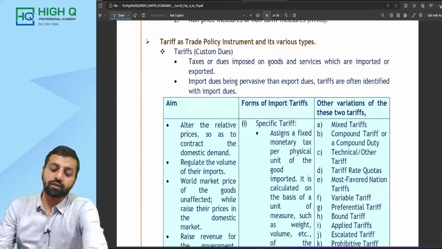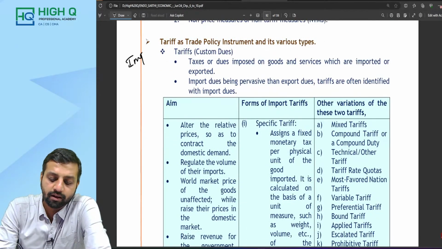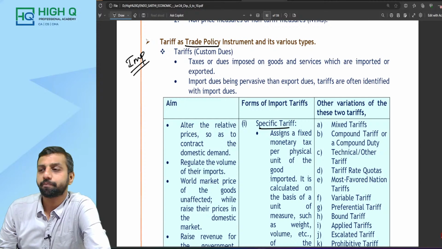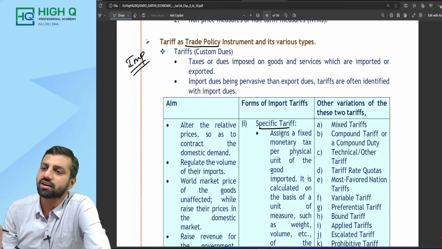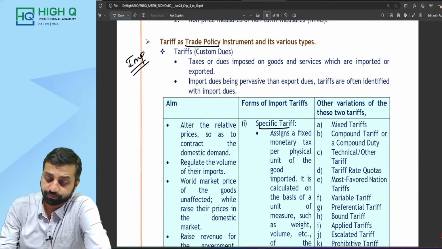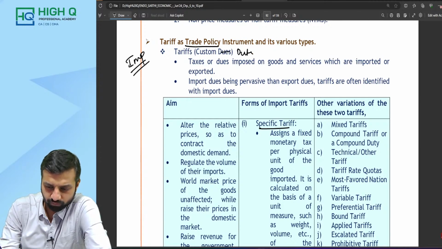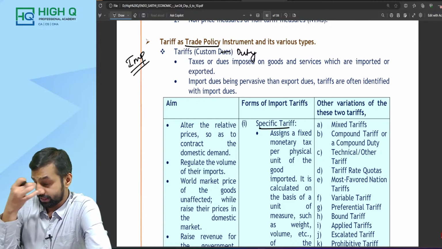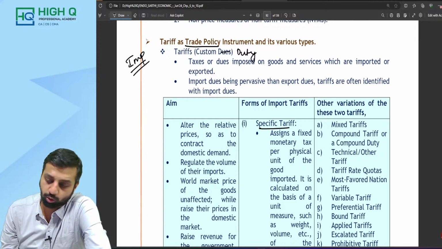Now we need to cover tariff, which is very important. Tariff as a trade policy. So there is specific tariff. Tariff is a custom duty. It is a tax imposed on goods and services, whether on import or export.